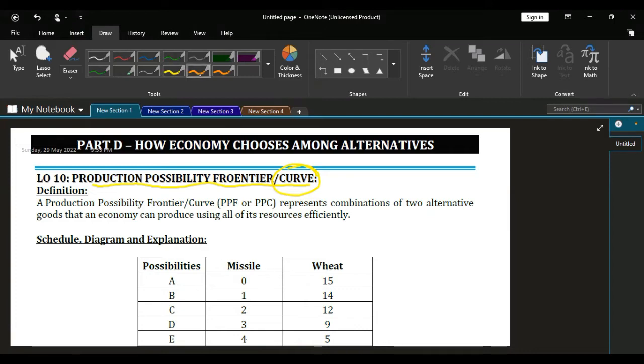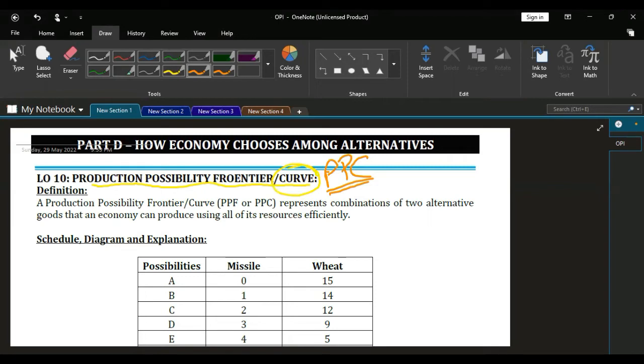What is this curve? PPC curve. It is a curve which shows different combinations of two or more goods which can be produced by using all the resources that an economy has. Let's study from its notes.